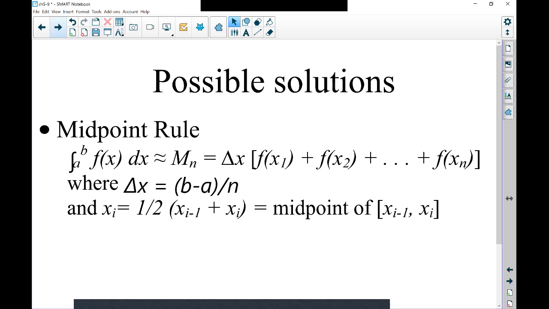All right. So there we go. Some possible solutions for approximating area underneath the curve. Midpoint rule we've used. This should be kind of old news stuff.